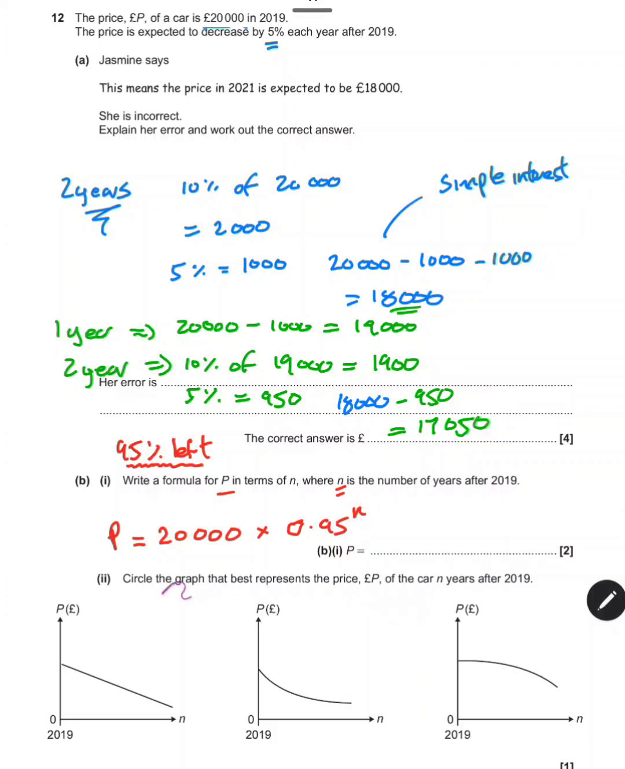Final part of this question says circle the graph that best represents the price of P. Well, we're not coming down in gradual amounts. That would be the error that Jasmine made. We're not coming down slowly and then quickly. What happens with this kind of formula, we come down quite quickly and then less and less and less quickly over time. So that is the correct graph.